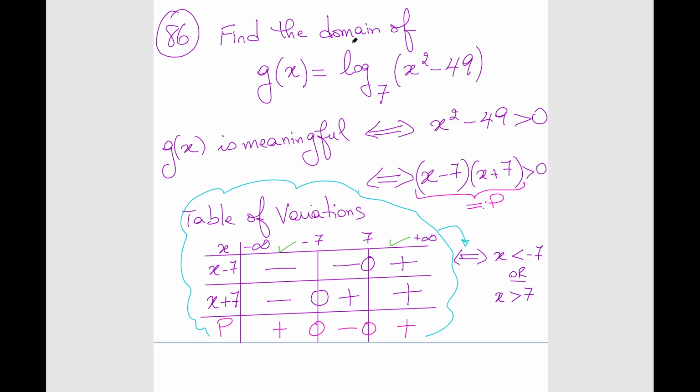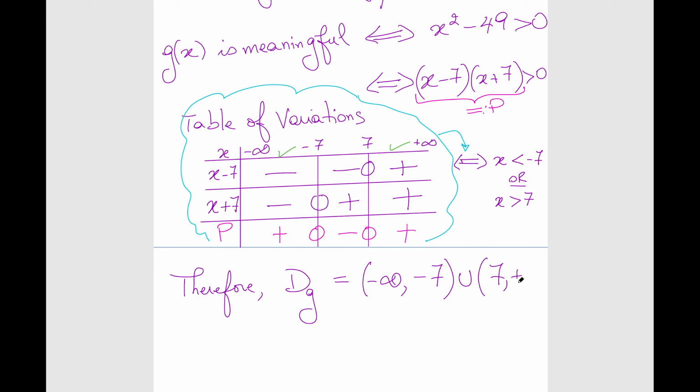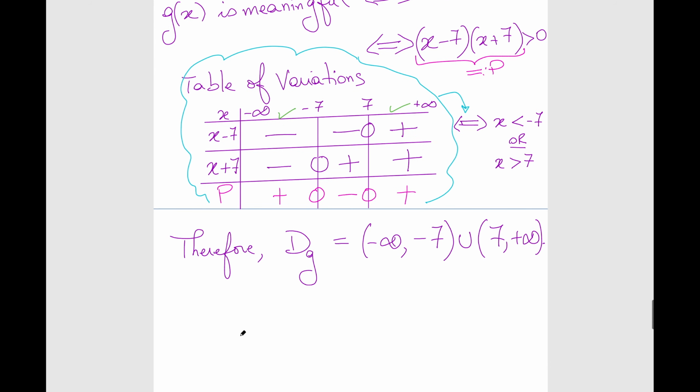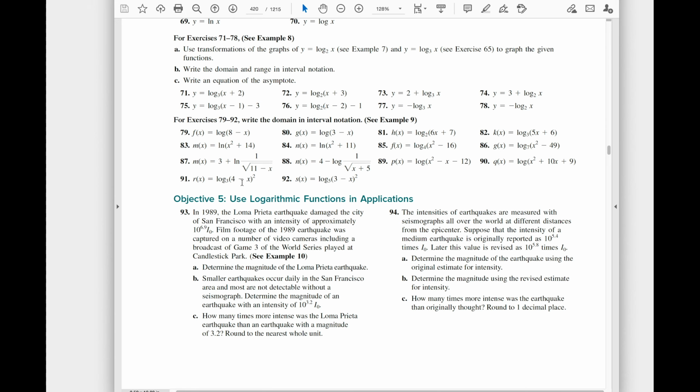So what's the domain? The question is, what's the domain? So therefore, the domain of G is equal to minus infinity to -7 union 7 to plus infinity, right? Okay. All right, let's do one more. Let's do 92, last one. Okay, 92.